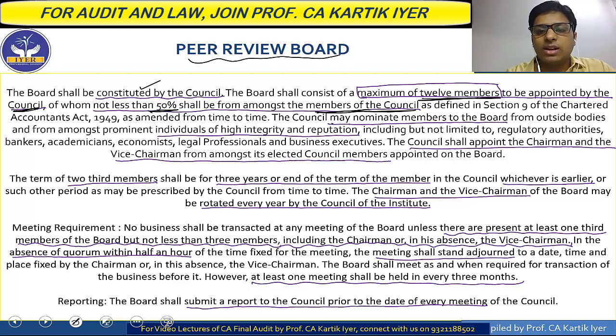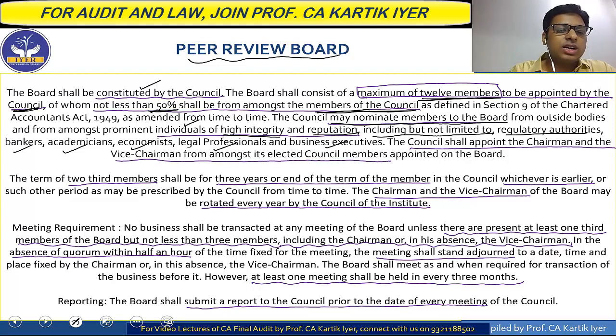The council may nominate members to the board from outside bodies and from amongst prominent individuals of high integrity and reputation. So the council members form at least 50%. The other members the council will appoint are people of high integrity and reputation, including but not limited to regulatory authorities, bankers, academicians, economists, legal professionals, business executives. So they can come from different fields, but they should be of high integrity and reputation. The council shall appoint the chairman and the vice chairman from amongst its elected council members appointed on the board.